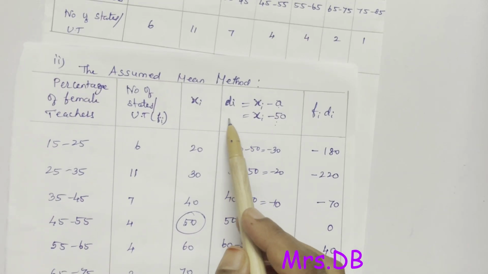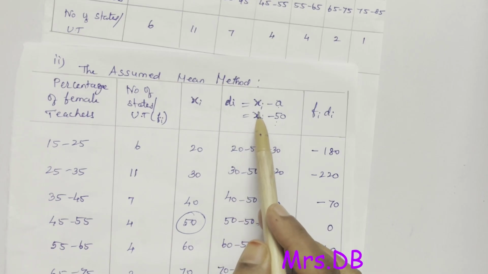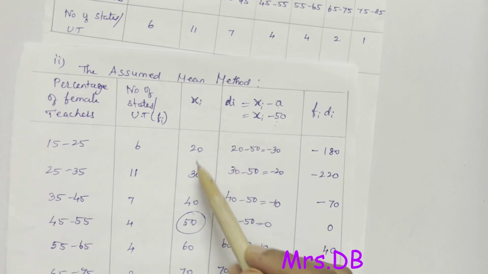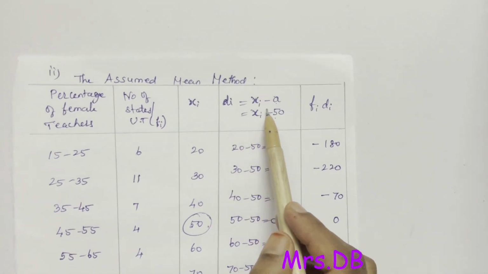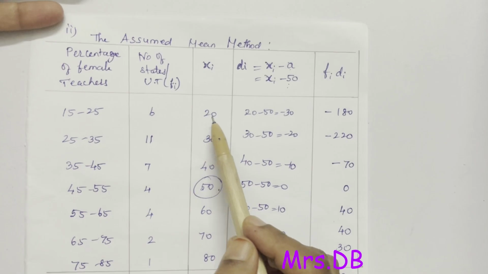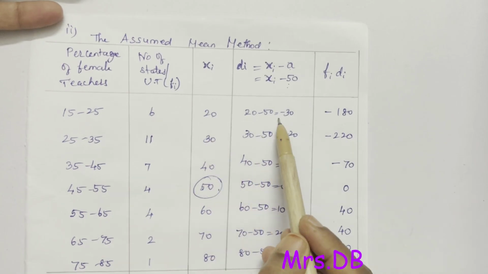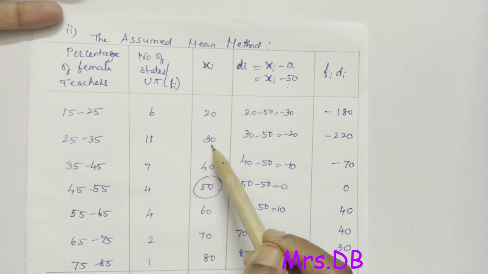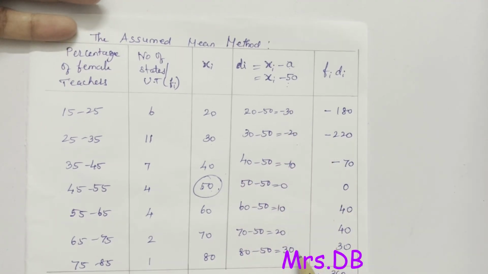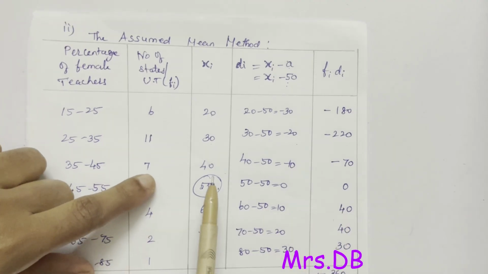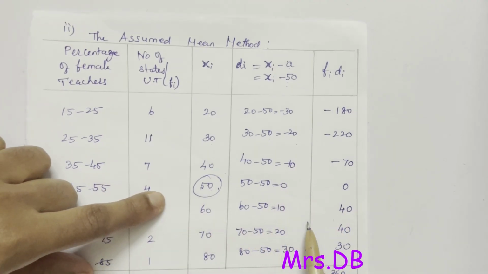To find di, we have to subtract this a from xi. That is di. di equal to xi minus a. So 20 minus 50 equal to minus 30. 30 minus 50 equal to minus 20. In that way we have to calculate di. When compared to xi, di is a little bit smaller.